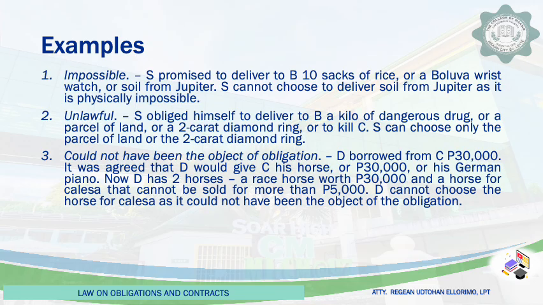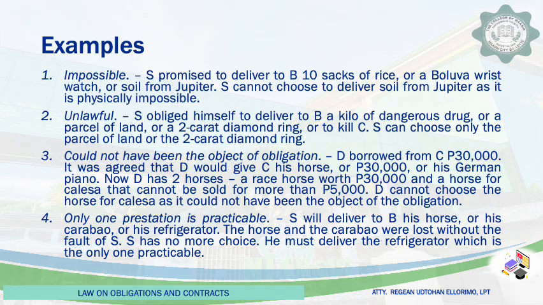Next, it could have been the object of obligation. So, for example, D borrowed from C 30,000. It was agreed that D would give C his horse or 30,000 or his German piano. Now, D has two horses. A race horse worth 30,000 and a horse for Kalesa that cannot be sold for more than 5,000. So D cannot choose the horse for Kalesa as it could not have been the object of obligation. No?